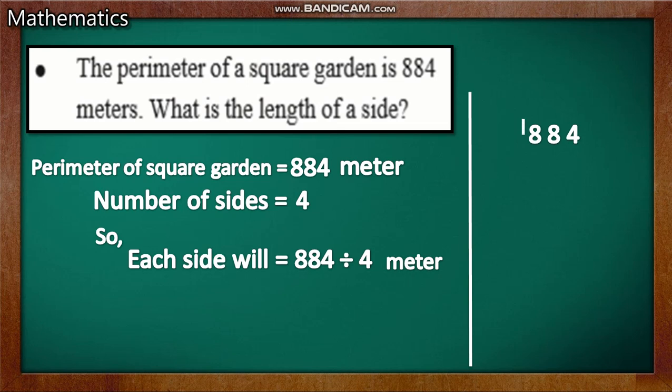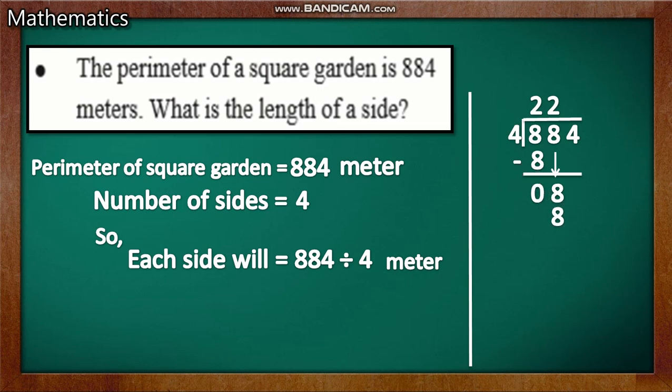884 divided by 4. Then at first we have to check how many 4s are in 8. That is 2. 2 4s are 8. You have to study the table. Next step, draw a line. Next step, subtraction. 8 minus 8, 0. Next step, bring down this 8. Next step, how many 4s are in that 8? That is 2. 2 4s are 8.